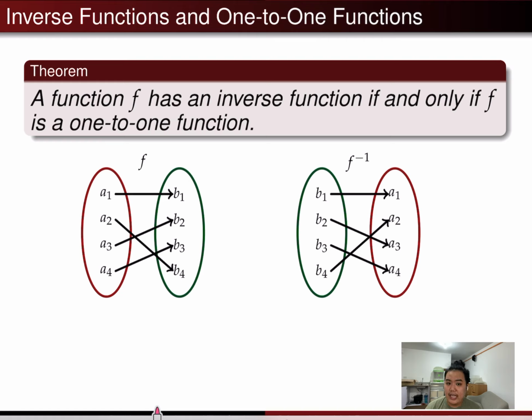A function f has an inverse function if and only if f is a one-to-one function. Okay? So, pag one-to-one, doon lang mayroong inverse function. Please take note of that.